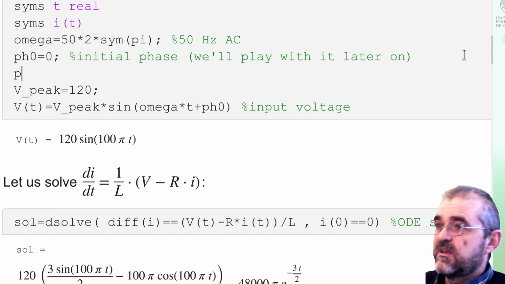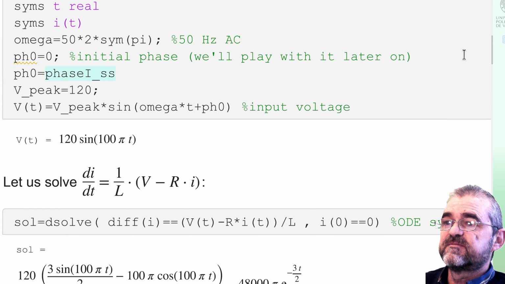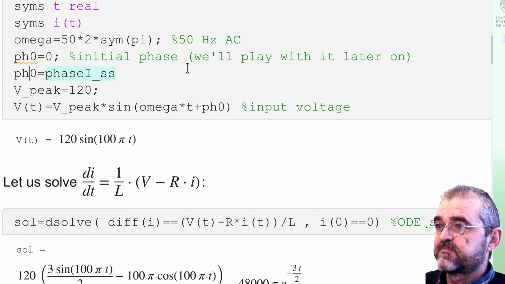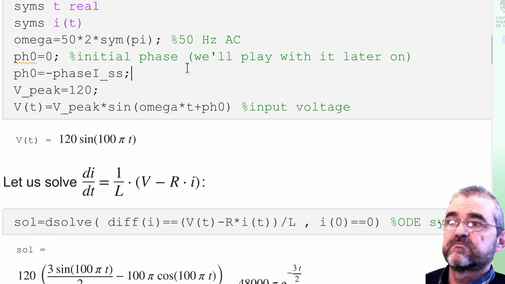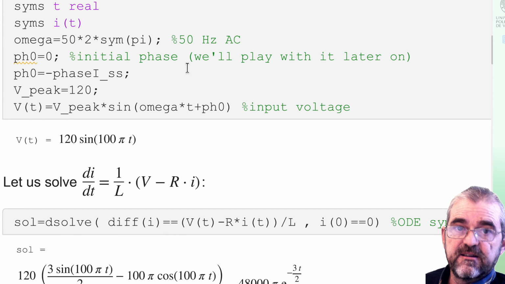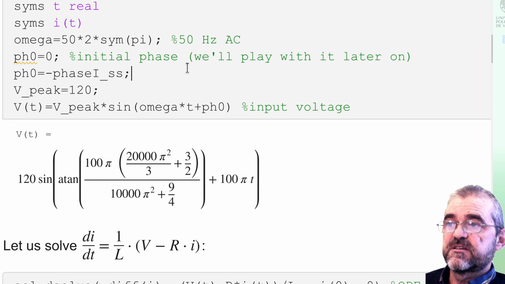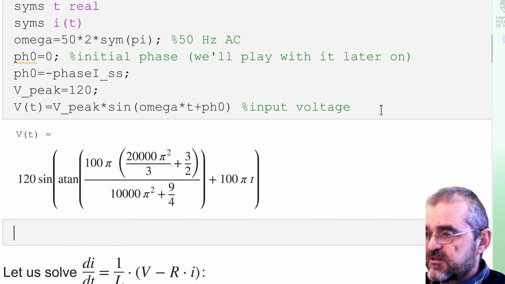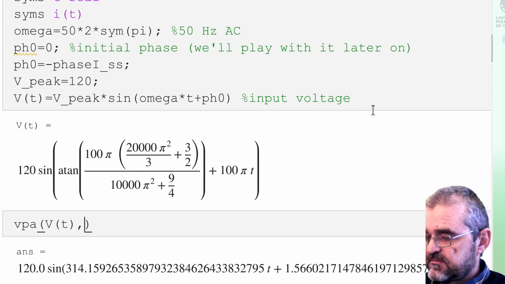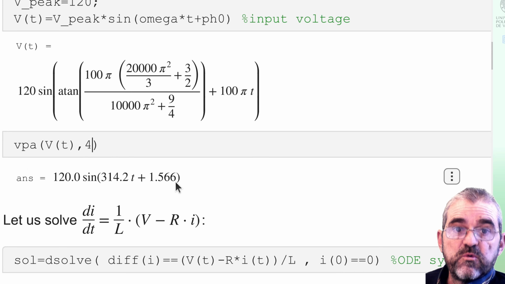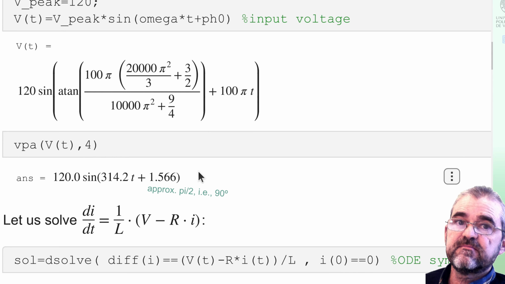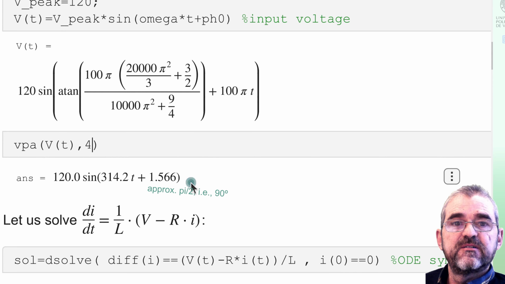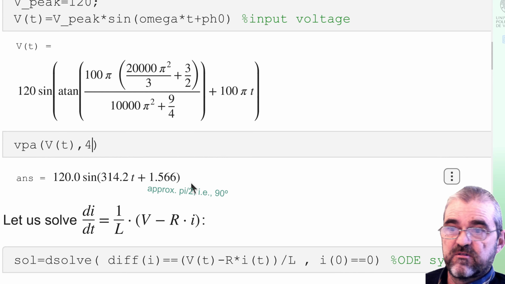Indeed, if instead of 0 phase shift of my sinusoidal, I shift the connection instant so that I compensate the current phase shift, then, well, this is complicated for my symbolic toolbox, but okay. This is my new waveform, so I connect my transformer when the mains waveform is 90 degrees forward from the standard sinusoid.